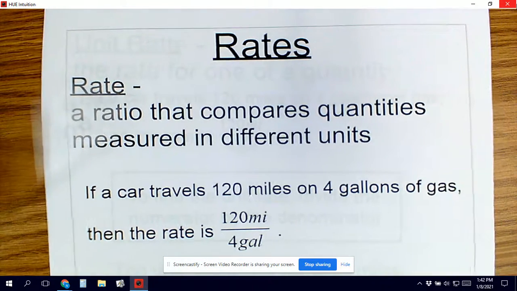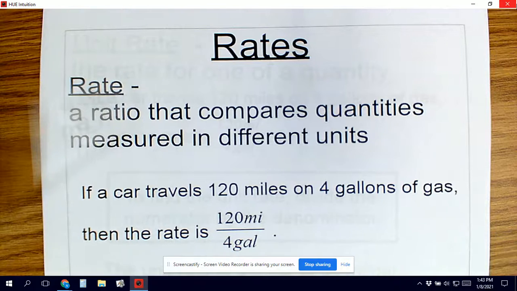And today you see it on the screen, a very specific type of ratio. We call it a rate. So please grab a sheet of paper, work along with me as we talk about this topic.